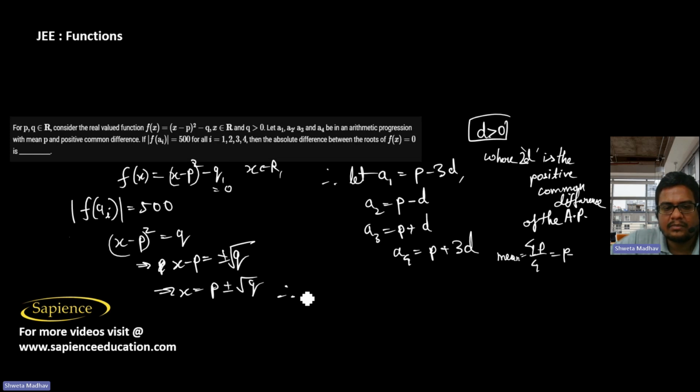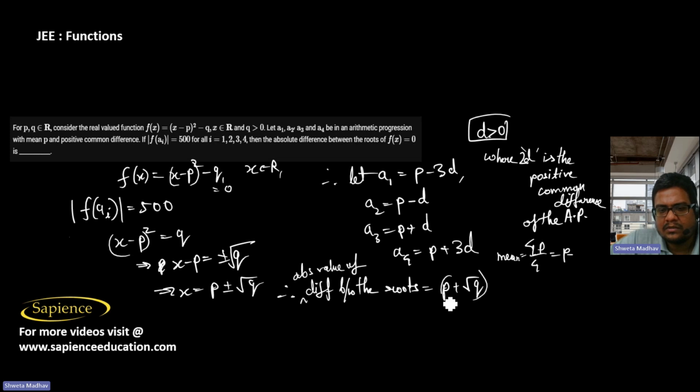So the absolute value of the difference between the roots will be p plus root q minus p minus root q. So that will be equal to 2 root q. The p will cancel out. So 2 root q is the value that has been asked; we have to find it out.